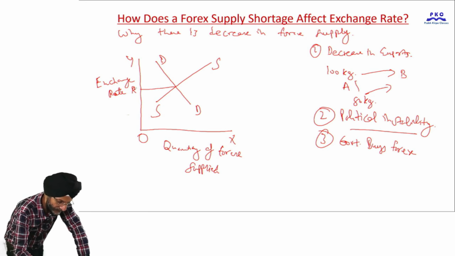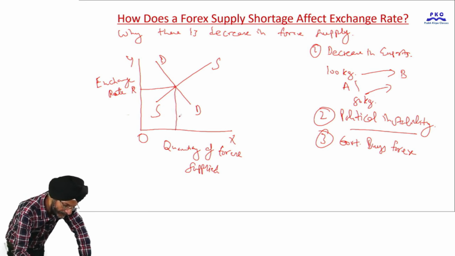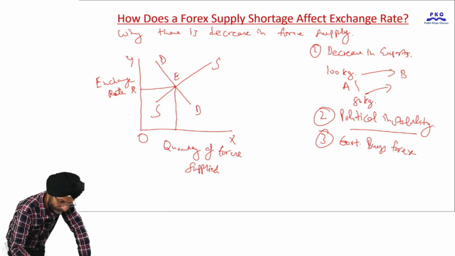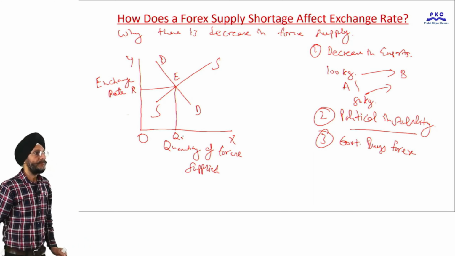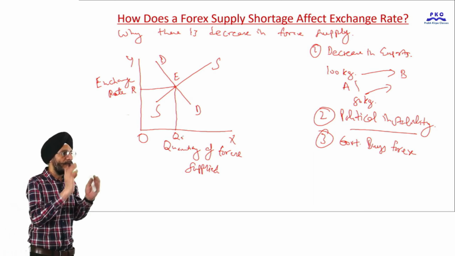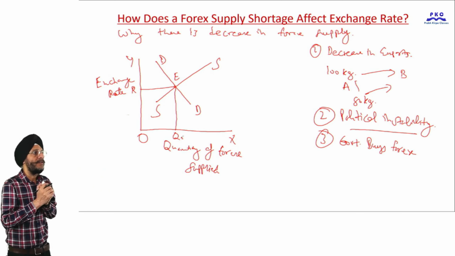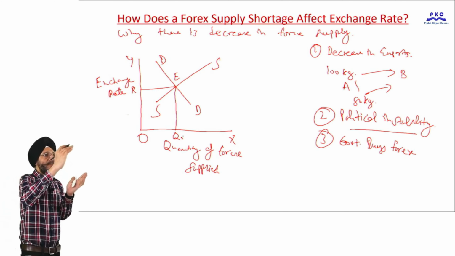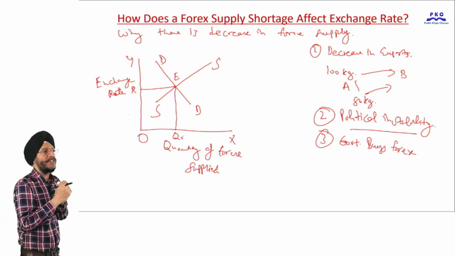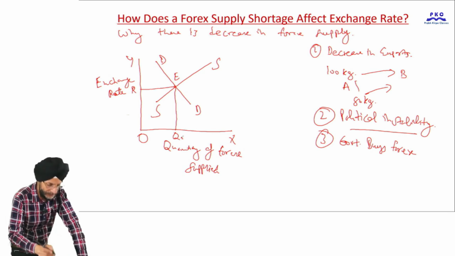OR, equilibrium point is E, and the quantity supplied is OQ. Quantity of foreign exchange which is supplied. Now if the supply of foreign exchange decreases, what happens?